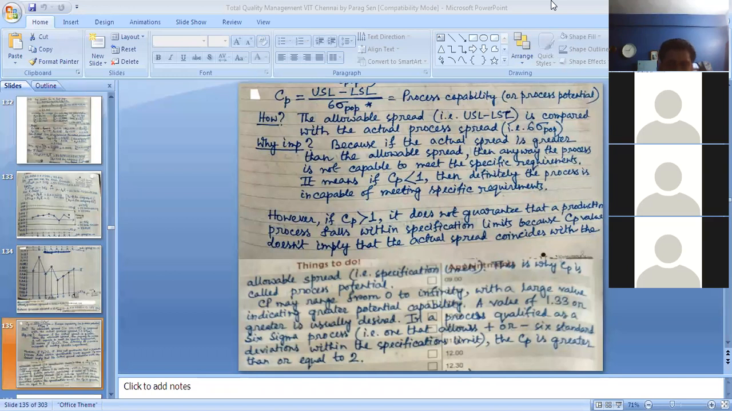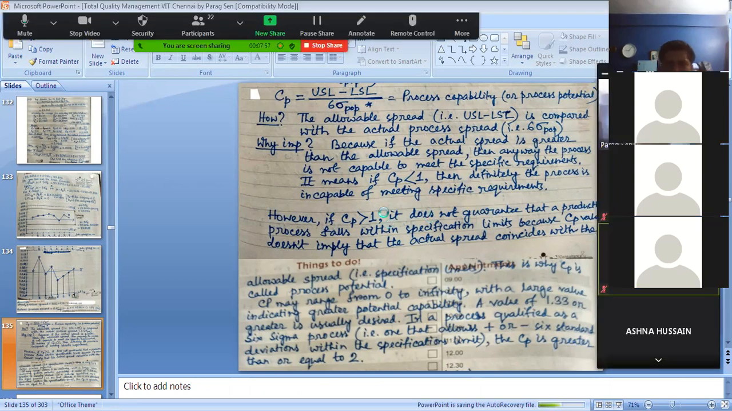So what happens is that if Cp is greater than 1, then it's okay. We always want that Cp should be greater than 1, not less than 1. If Cp is less than 1, then definitely the process is incapable to meet the specific requirements. But if Cp is greater than 1, then it does not guarantee that a particular process falls within specification limits.